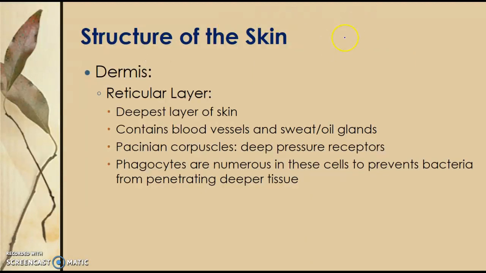All right, the reticular layer, the lowest layer of the dermis, basically is going to contain a whole bunch of blood vessels. This is where your sweat and oil glands originate. You also have deep pressure receptors called Pacinian corpuscles, and you have lots and lots of white blood cells or phagocytes, basically acting as a last resort so you don't have any foreign invaders getting into your deeper tissue.